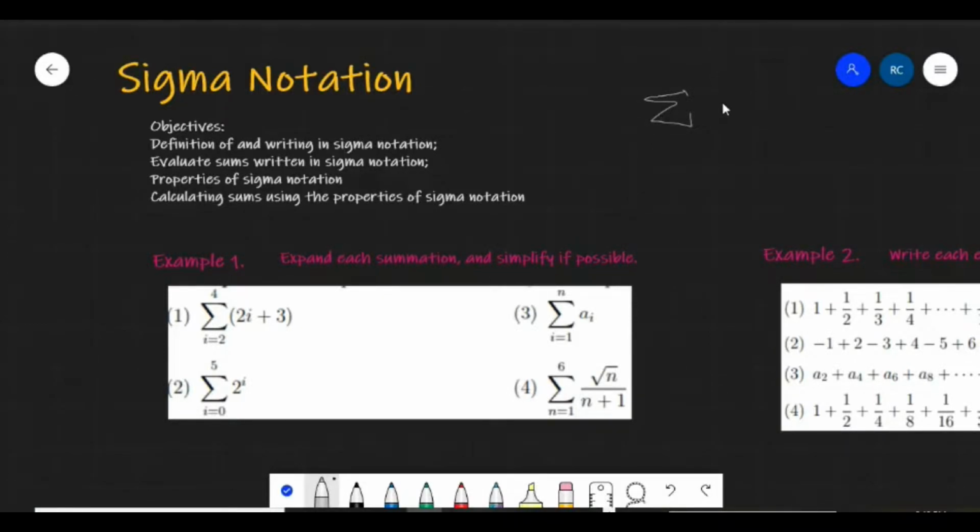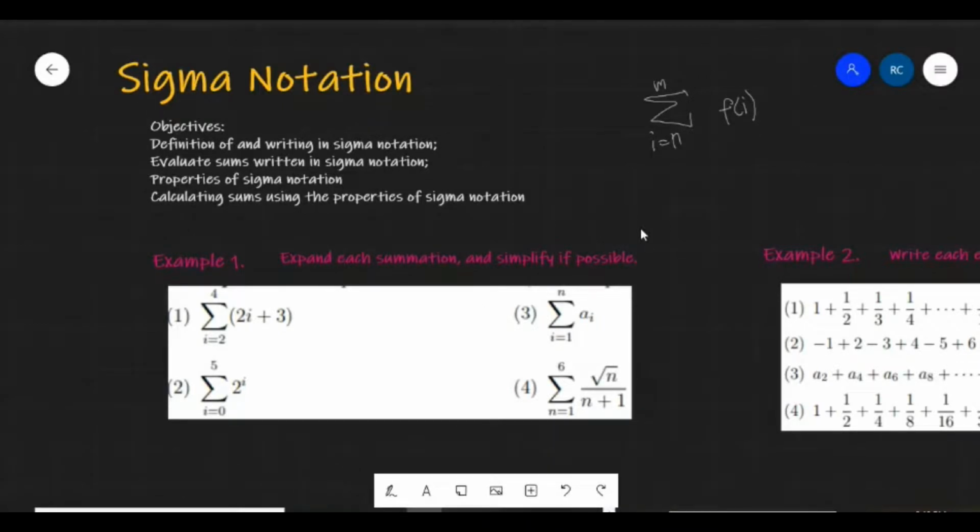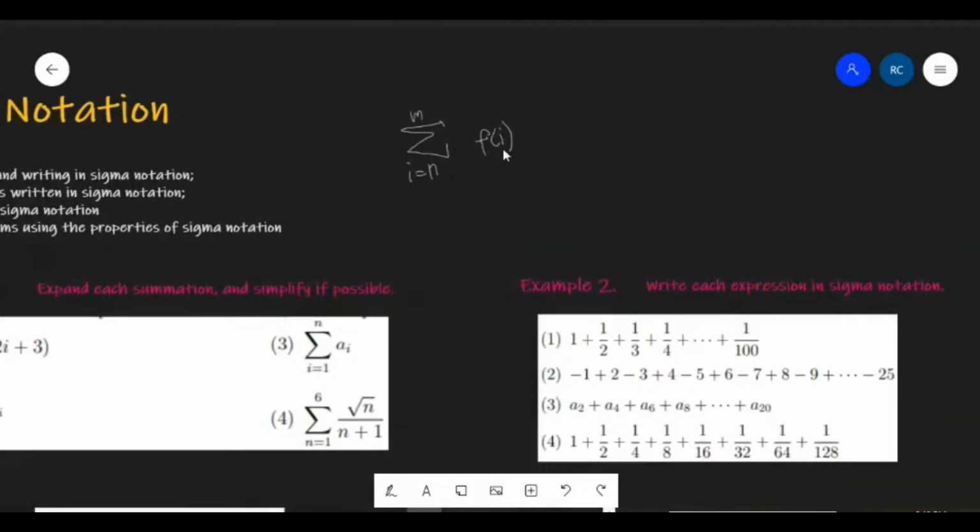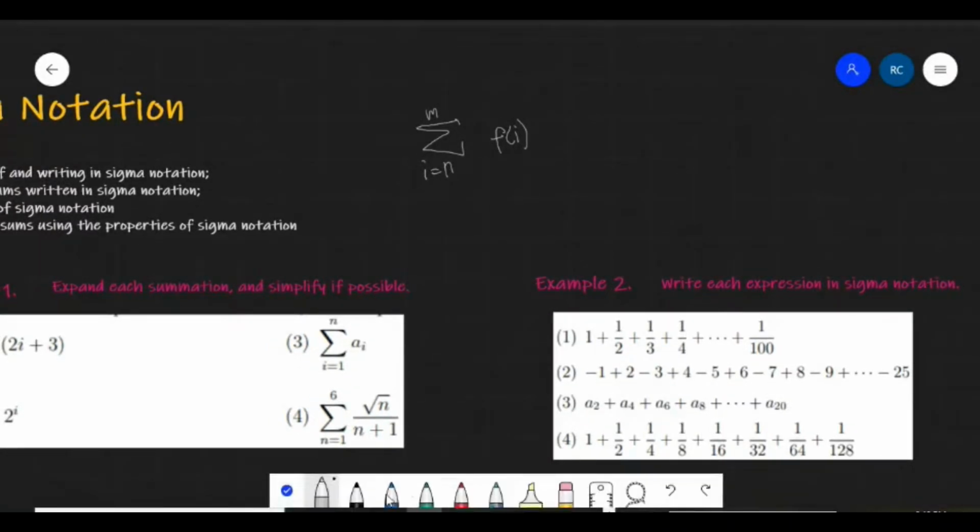Okay. Tapos, lagyan natin ng function f of I. Tapos, I is from 1 to, gawin natin n. From n to m. Ibig sabihin, itong I na ito ay babaguhin natin from the lower bound to the upper bound. So, ibig sabihin nito ay, ang tawag dito sa f of I is the terms of summation.